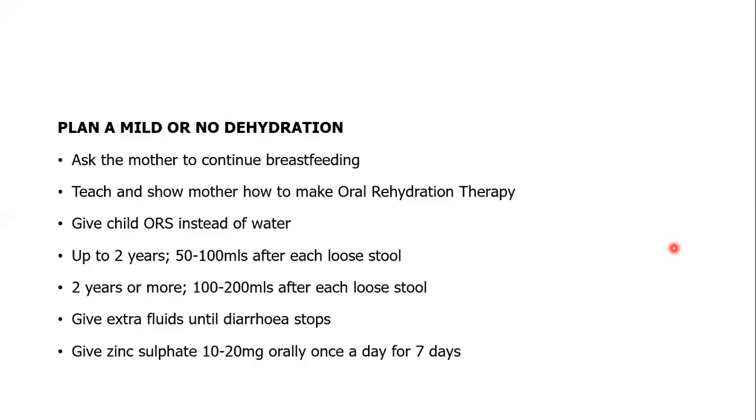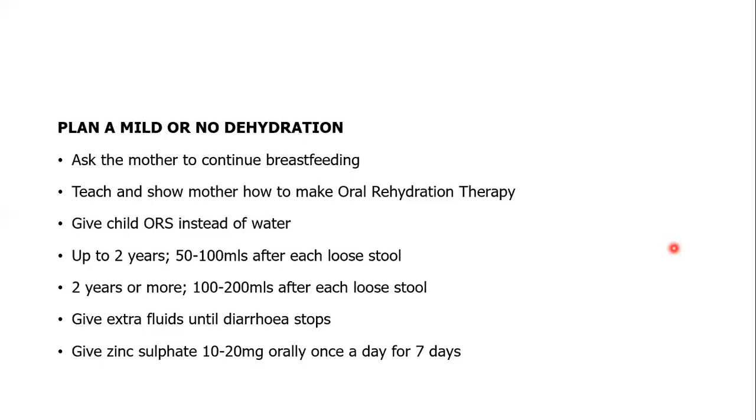So when it comes to Plan A, which will treat for mild or no dehydration, you ask the mother to continue breastfeeding, because breast milk is like the major source of water for the child. Then teach and show the mother how to make oral rehydration therapy, ORS. You need to teach them how to correctly make this solution. Then give the child ORS instead of water.